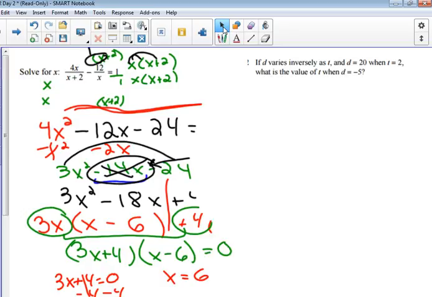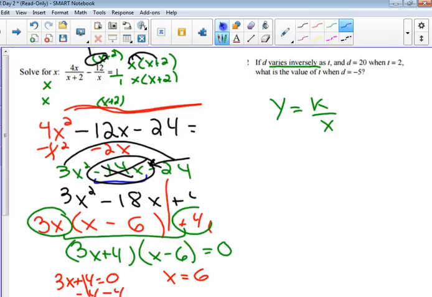Oh, yeah, this is y equals k over x. Yes, good. Y equals k over x. Perfect. All right, good. Well, Brittany, what was your keyword in here that told you it varies inversely? Good job. Varies inversely, inversely proportional, inversely variated. Okay, we want to use y equals k over x. That's your general formula. Now this one though says d varies inversely as t. So how do you want to rewrite your formula? D equals k over t.